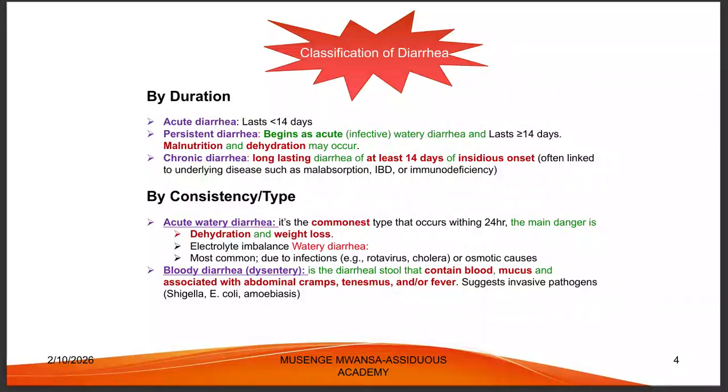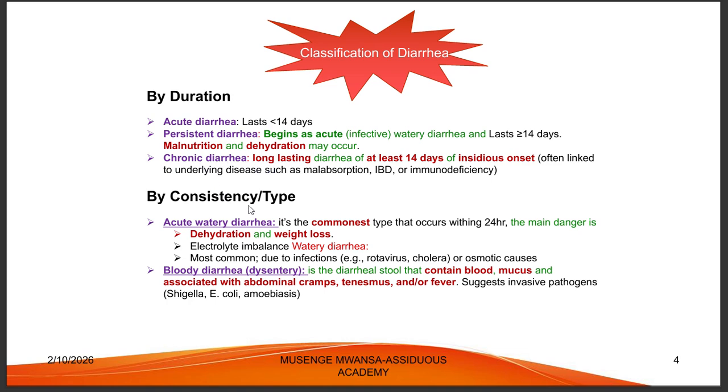The way we classify diarrhea, we can classify it by duration, by consistency, by etiology, and many other factors. By duration, we have acute diarrhea, which lasts less than 14 days. Persistent diarrhea starts acutely. It is infective in nature, meaning that you actually have an infection which starts acutely. Acutely means it starts there and then or within a shortest period of time. But then it tends to last more than 14 days. It started acutely and then went beyond 14 days. That is persistent diarrhea. Here malnutrition and dehydration can actually occur.